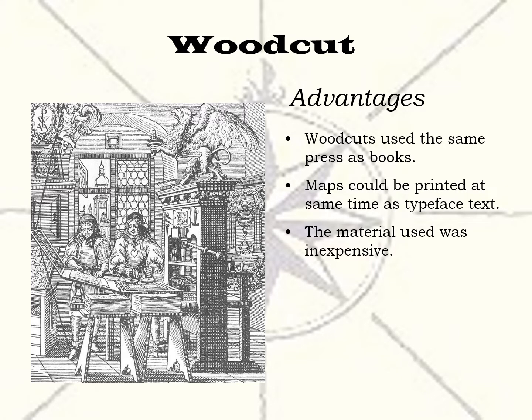Woodcut maps had a number of advantages. They were printed from the same press as books, and they could even be printed at the same time on the same page as typeface. And of course, the material was quite inexpensive.